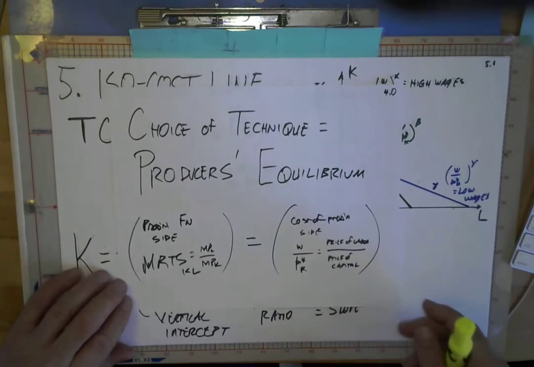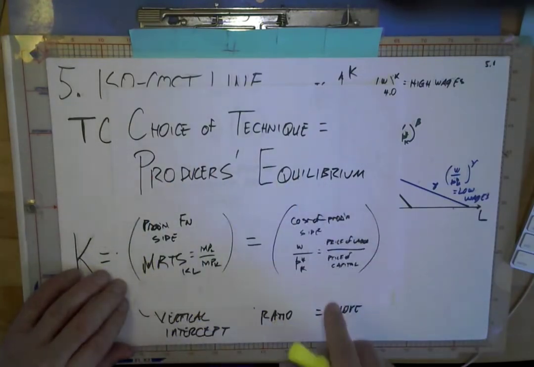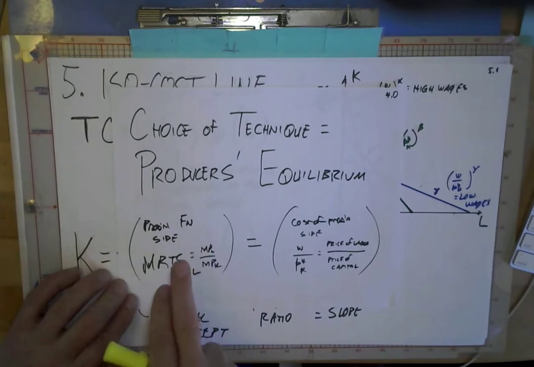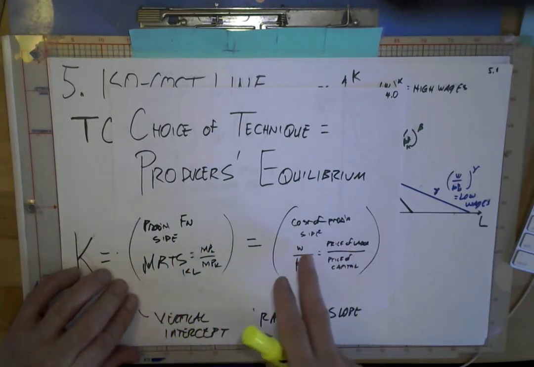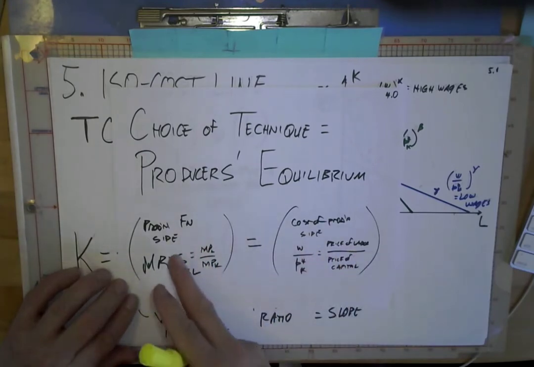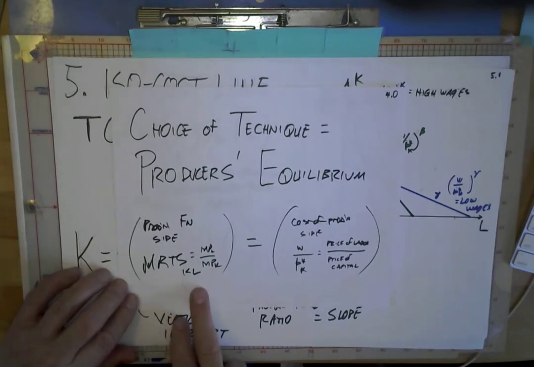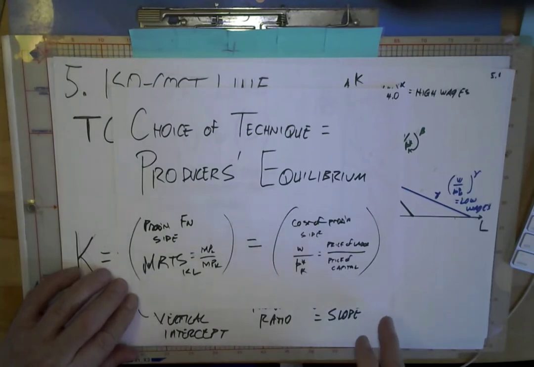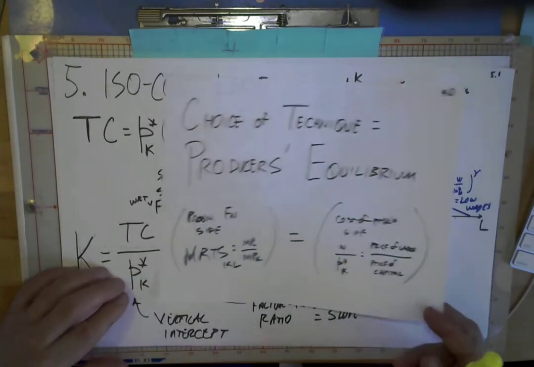In the last video, we developed the theory of the cost of production. Remember that what we're looking at here is the choice of technique for the producer, which is going to be the producer's equilibrium. On the production side, the relations have to come into equality with the cost side. The production side relation is the marginal rate of technical substitution, which has to come into equality with the cost side of production. We're going to see that it is equal to the factor price ratio.